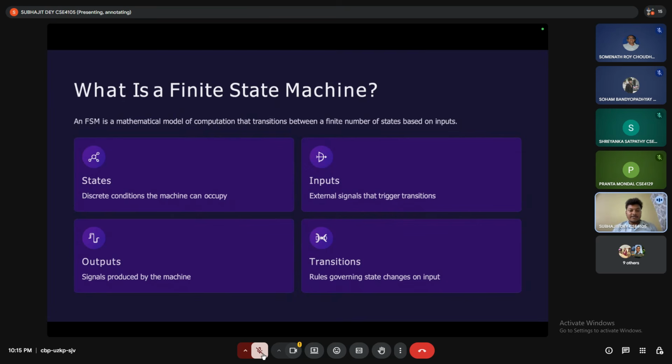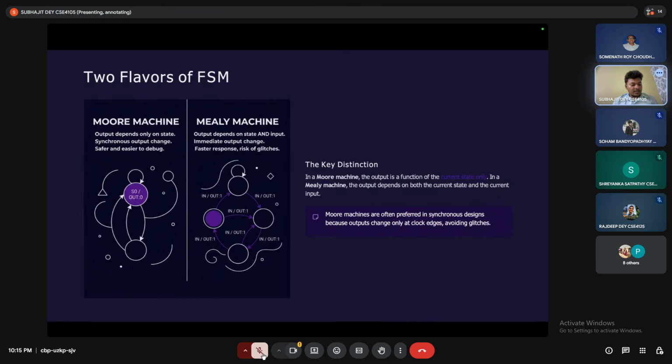Another one is the finite state machine or FSM. It consists of a finite number of states and it moves from one state to another state based on input. It has four main components: states, inputs, outputs, and transitions. There are mainly two types of FSM. One is the Moore machine, another one is the Mealy machine. In a Moore machine, the output depends only on the current state, but in a Mealy machine, the output depends on both the current state and the input. Because of this, Moore machines are more stable since the output changes only at a specific time.